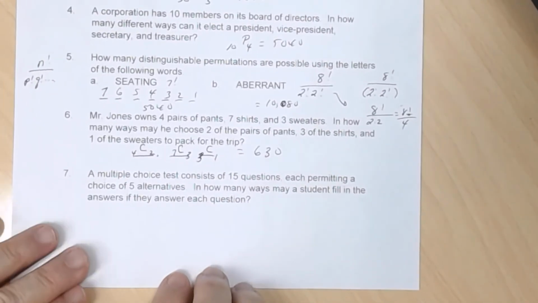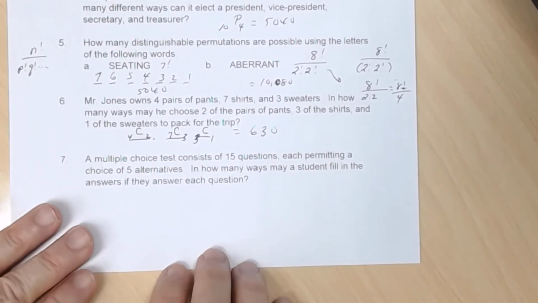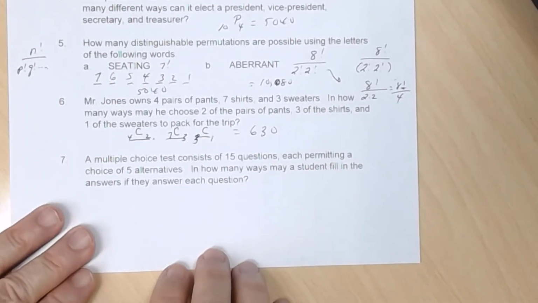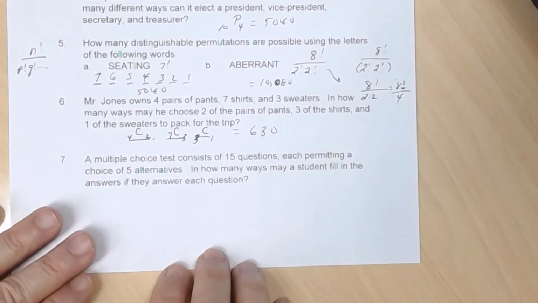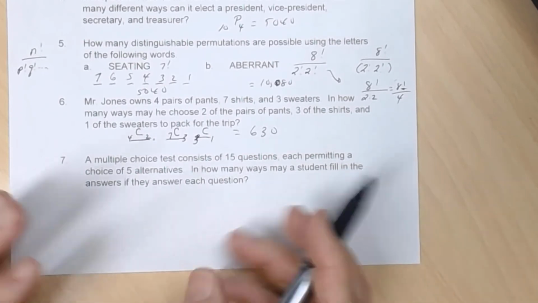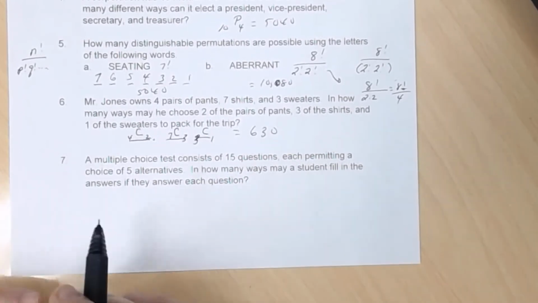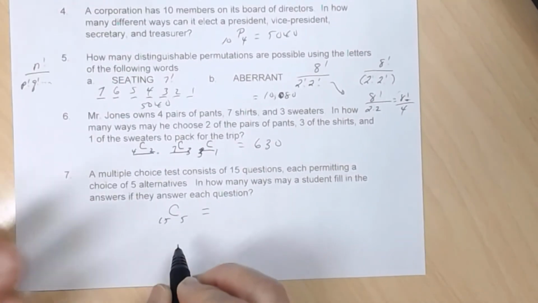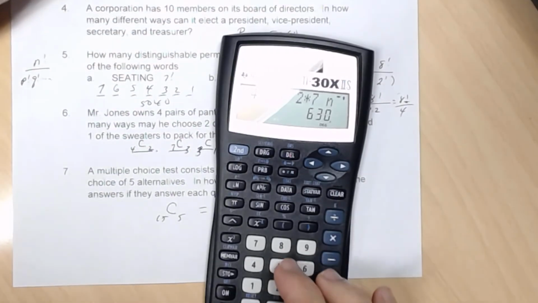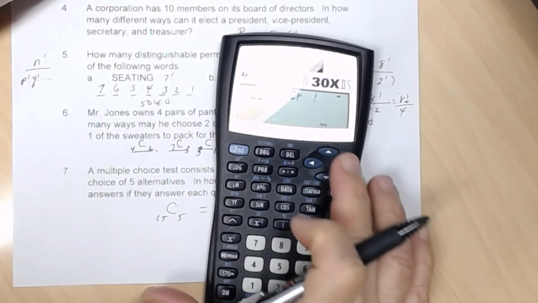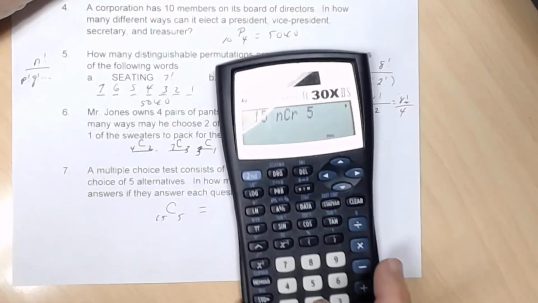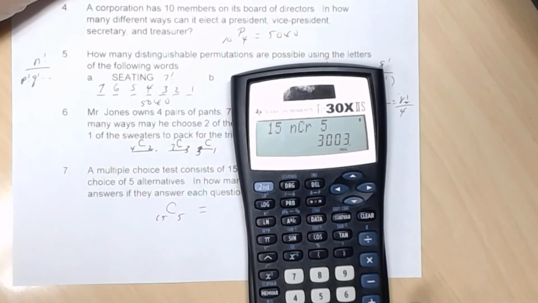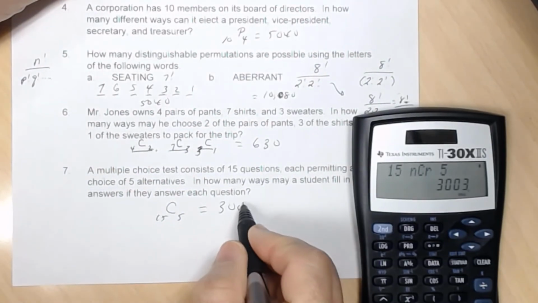All right. Okay, so number 7, a multiple choice test consists of 15 questions, each permitting choices of 5 alternatives. In how many ways may a student fill in answers if they answer each question? Okay, so this is a combination problem because the order in which you answer the questions does not matter. So this is combination of 15 choose 5, and that equals 3003. All right, so 3003.